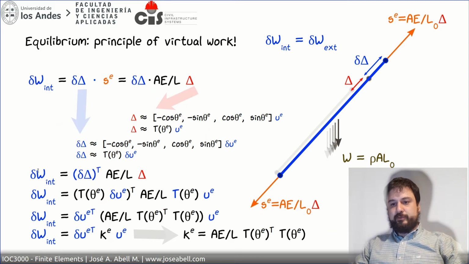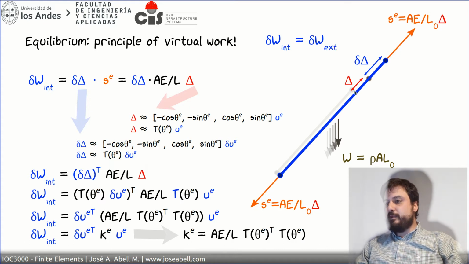Okay, so the work of the internal forces is going to be the stretch multiplied by the real member force. We work that a little bit, and we get that the internal work is going to be this value over here. And you can see that this ends up being this product of T transpose times T multiplied by that AE over L. This is going to be a matrix, and it's going to end up being our stiffness matrix.